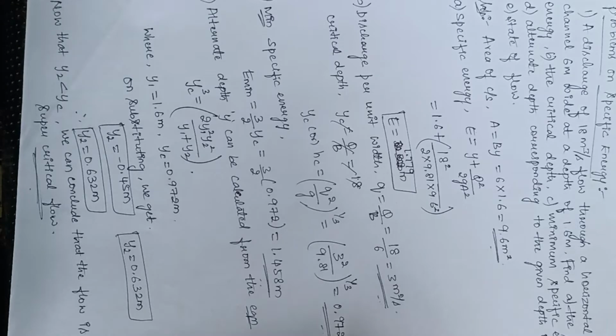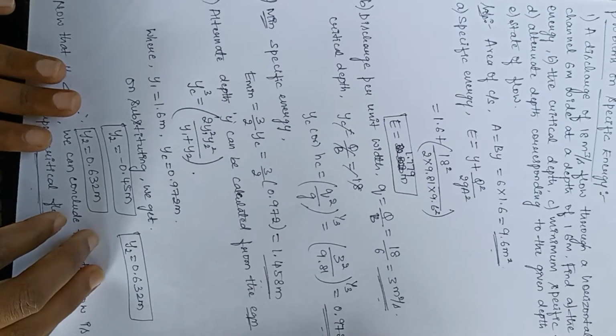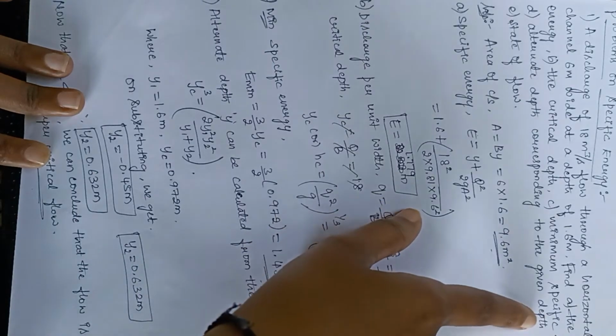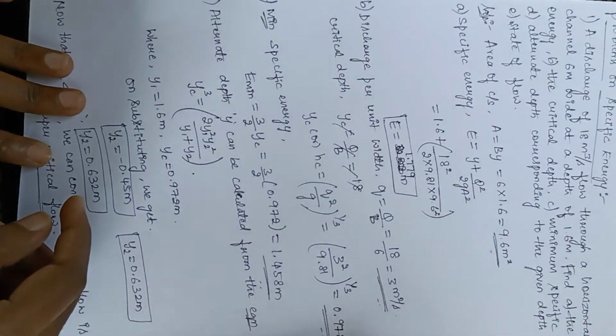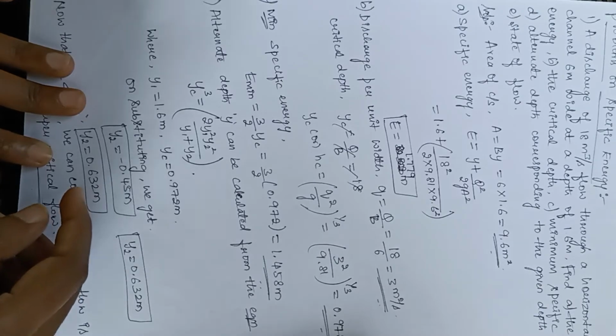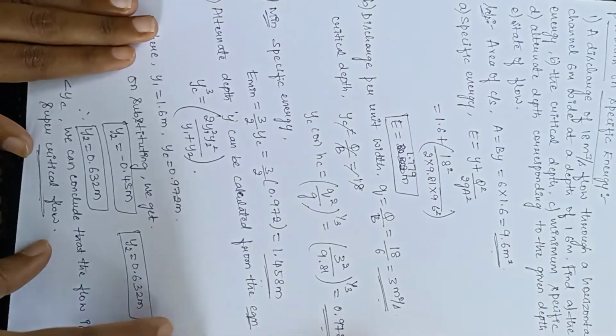A discharge of 18 meter cube per second flows through a horizontal rectangular channel 6 meter wide at a depth of 1.6 meter. Find: number 1, the specific energy; number 2, the critical depth; number 3, the minimum specific energy; number 4, the alternate depth corresponding to the given depth of 1.6 meter; and number 5, state the type of flow. So this is the question.